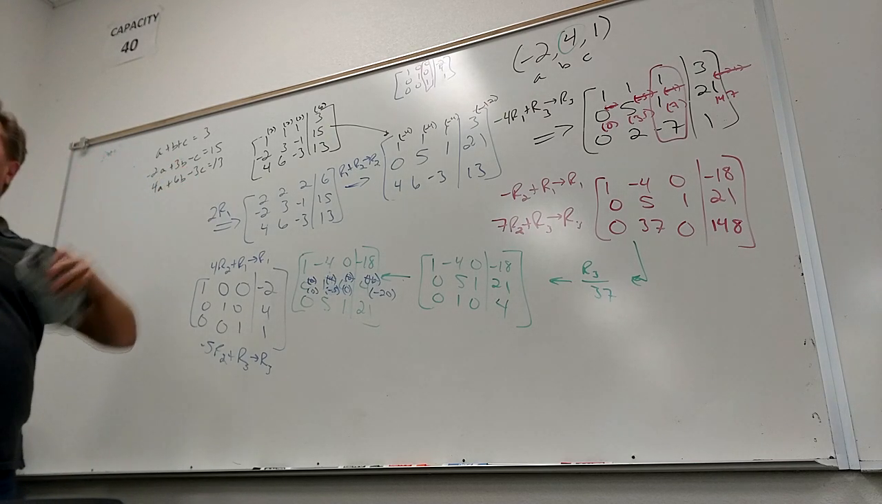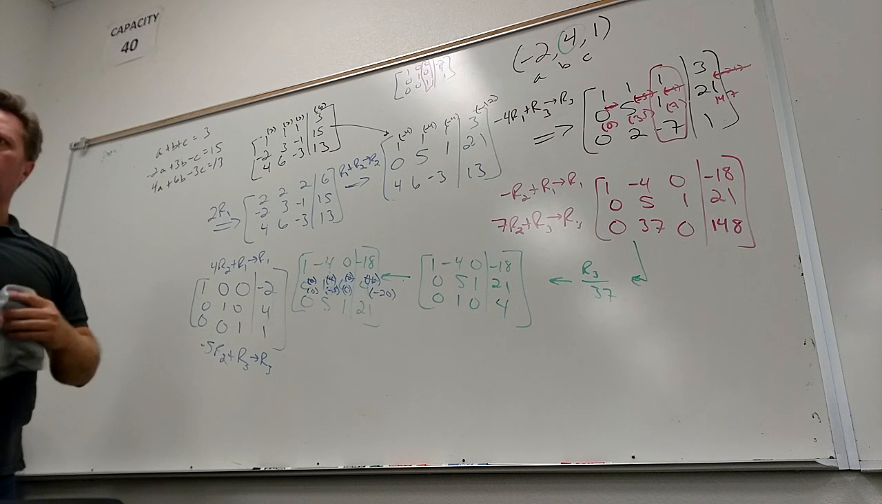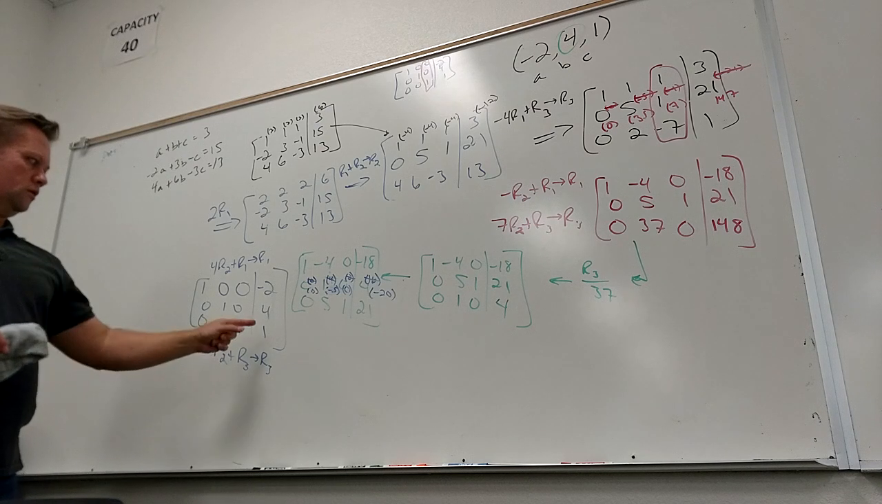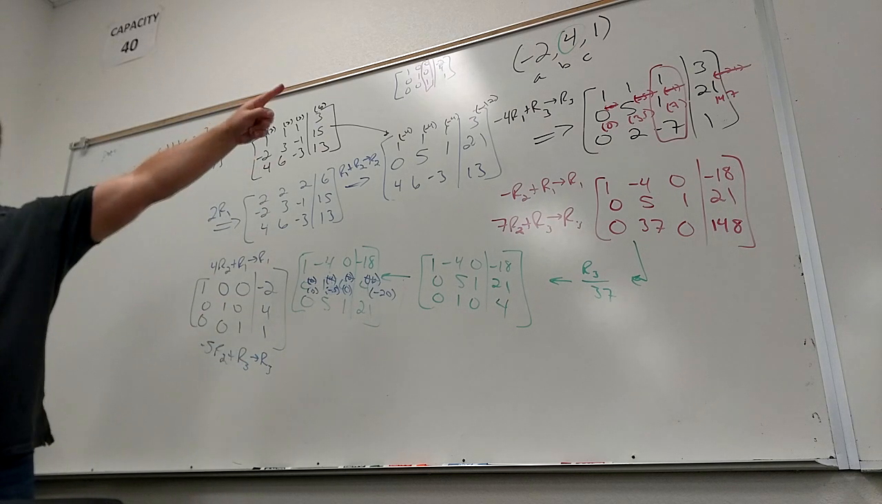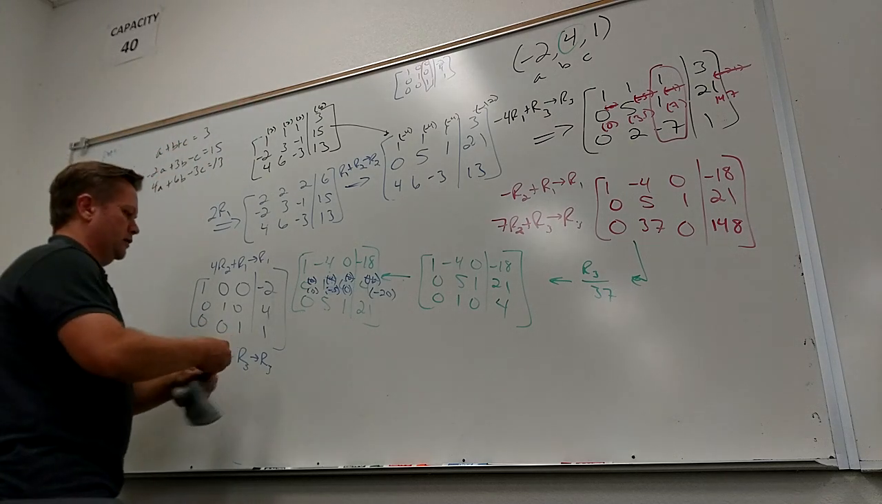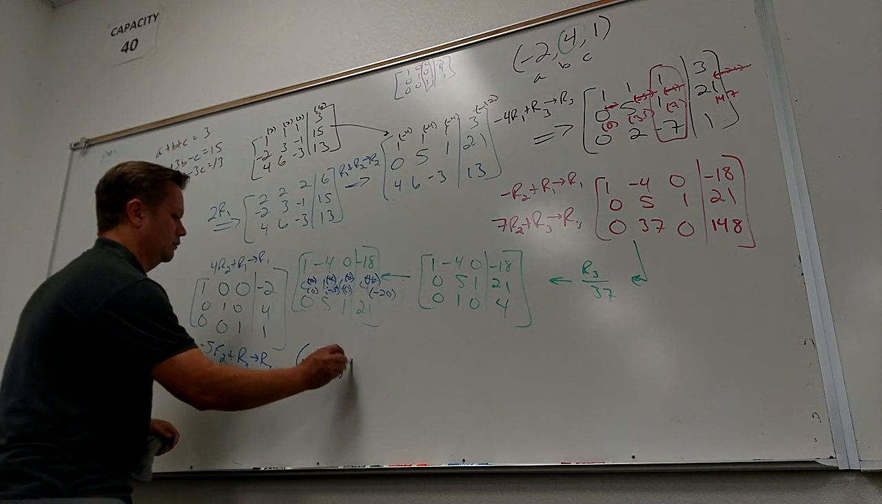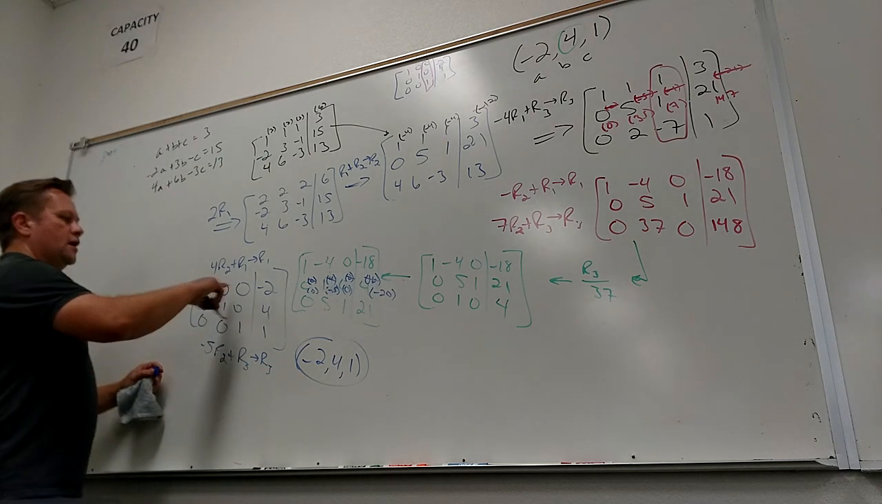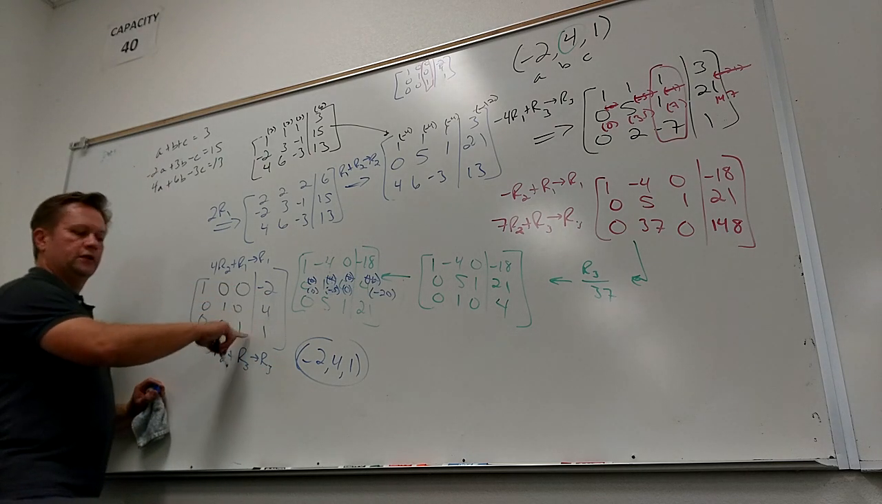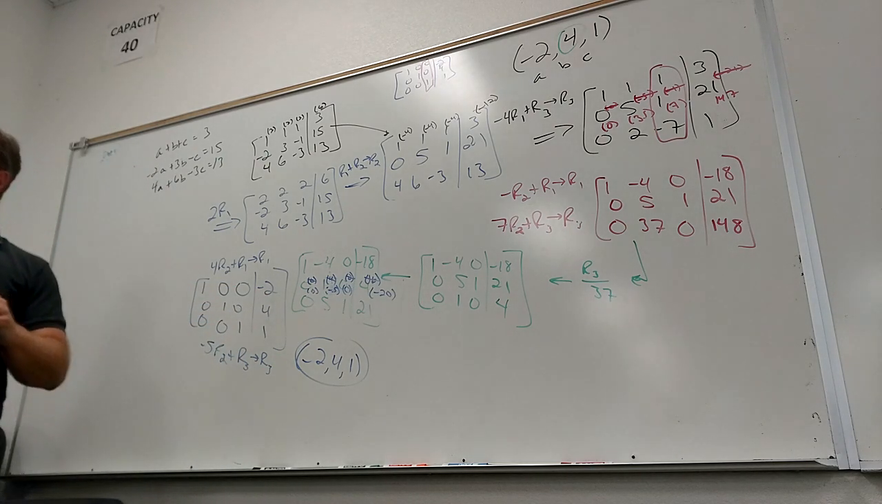Well, before you go, so your final answer would be -2, 4, 1. Yes, I love it. So just like that. You're right. I could rewrite it. So this is the way you would write your answer. Or you could write your answer as A equals -2, B equals 4, C equals 1. Either way, they both mean the same thing.